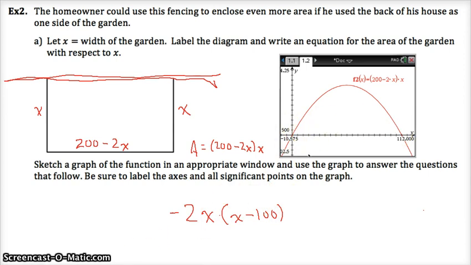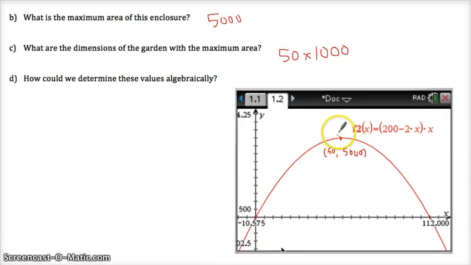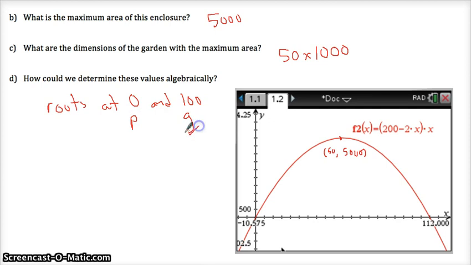So guess where the peak is? Guess where the vertex is if the roots are at 0 and 100? Remember that p plus q over 2? That tells me that has to be 50. So I'll just say it this way. Roots at 0 and 100, and we call those p and q in root form. So the vertex was at x equals, or the axis of symmetry, p plus q over 2, which in this case is 50. And then I can tell where that was.